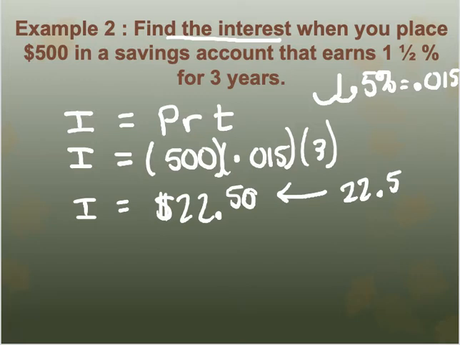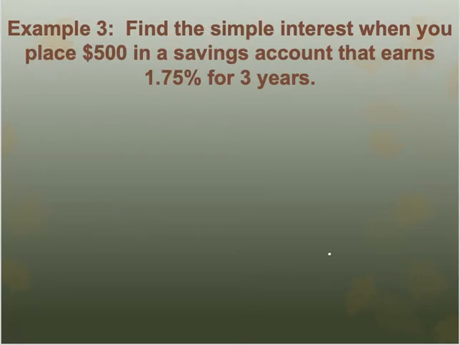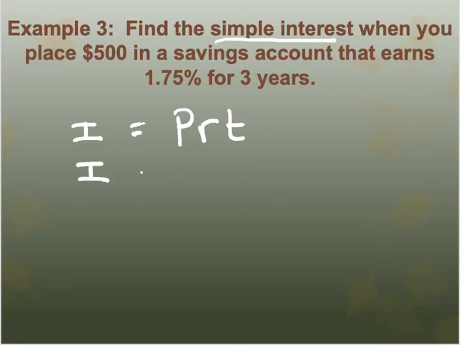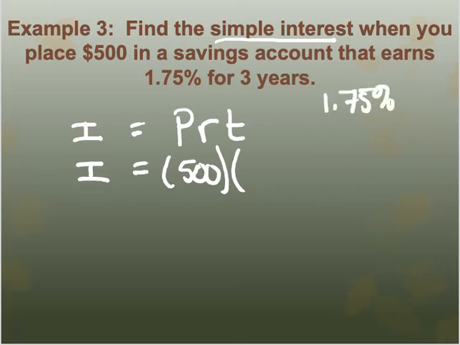And our last example here, find the simple interest when you place $500 in a savings account that earns 1.75% for 3 years. So once again, we start with our equation. I = P times R times T. I'm looking to find the simple interest, so I is my unknown. They haven't given us that. My principal is my starting value, which in this case is going to be 500. My rate, 1.75%. We need to change that to a decimal, so this would move over 2 places. So that ends up actually being 0.0175.